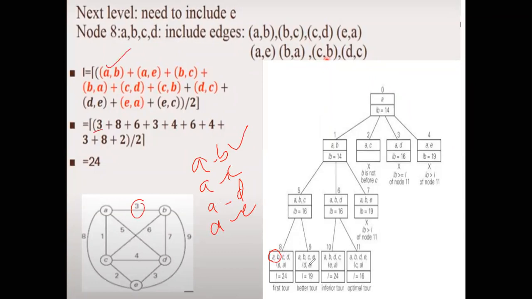So the next one is A to C. Correct. So identify the one which is minimum. So A to C, the distance is 1. A to D, the distance is 5. A to E, the distance is 8. Correct. So out of this, the minimum value is 5 over here.